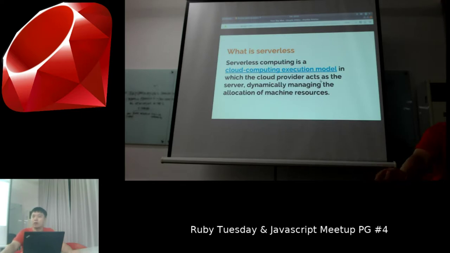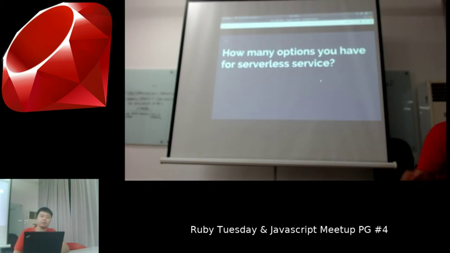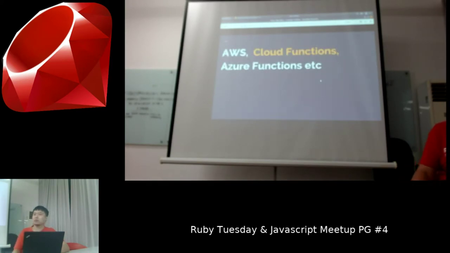You don't have to worry a lot about how to manage a server. It takes that out of the workload. So as a developer, it's very easy. You just need to push and then everything is there, and it scales nicely for most use cases. So how many options do you have in a serverless service? For now, we know that there's AWS Lambda, Cloud Functions from Google, and also Azure Functions. All these are the options for serverless, and they currently support mostly JavaScript.